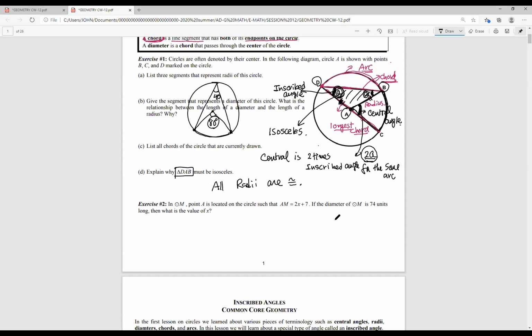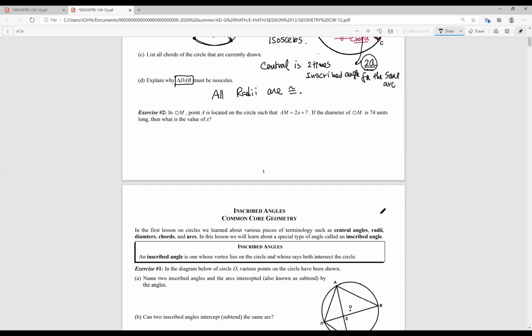Okay. AM, what is the AM? Where is the AM? Oh, these are different questions. This means what? M is just the center, over here. A is on the circle over here.